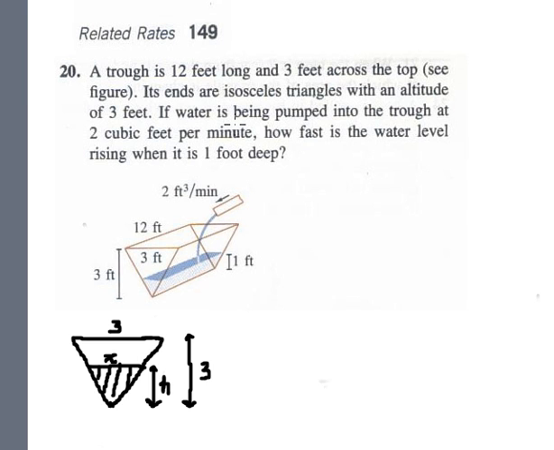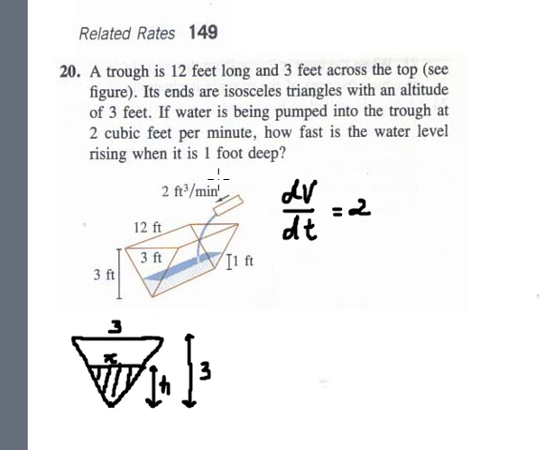Alright, let's look at this phrase. Water is being pumped into the trough at 2 cubic feet per minute. That means the volume is increasing at that rate, or dV/dt. That's the volume of water. dV/dt is equal to 2.